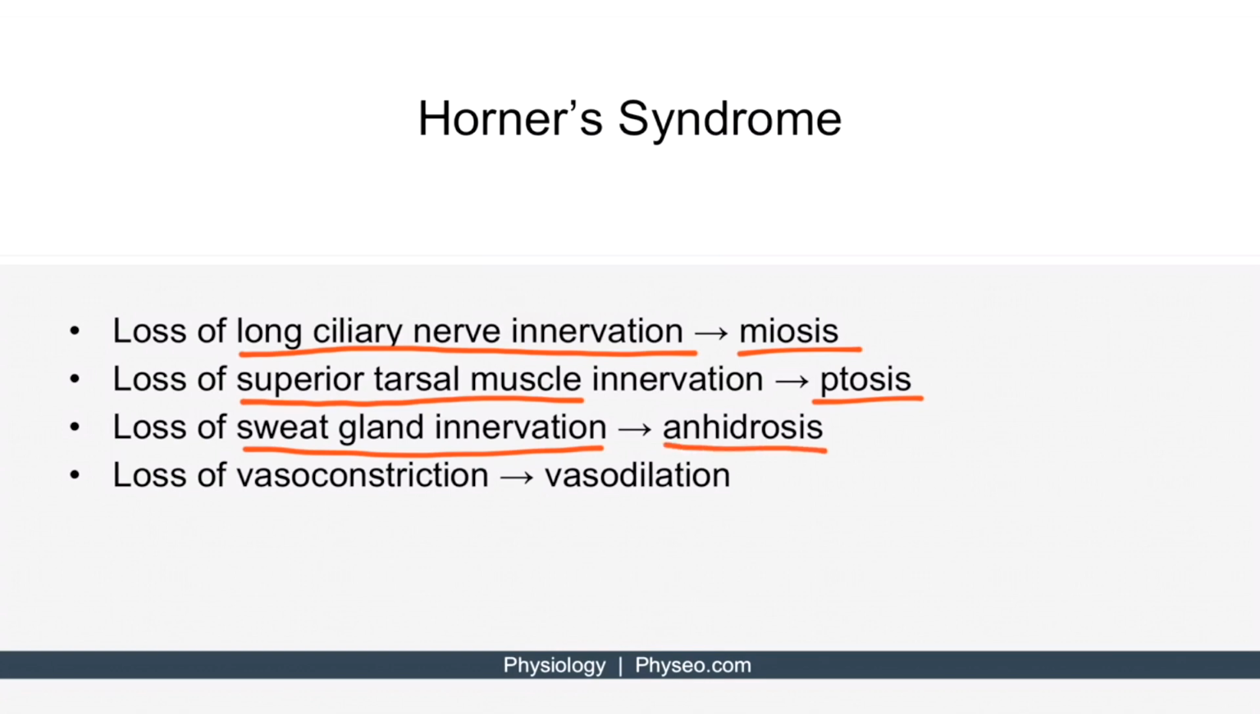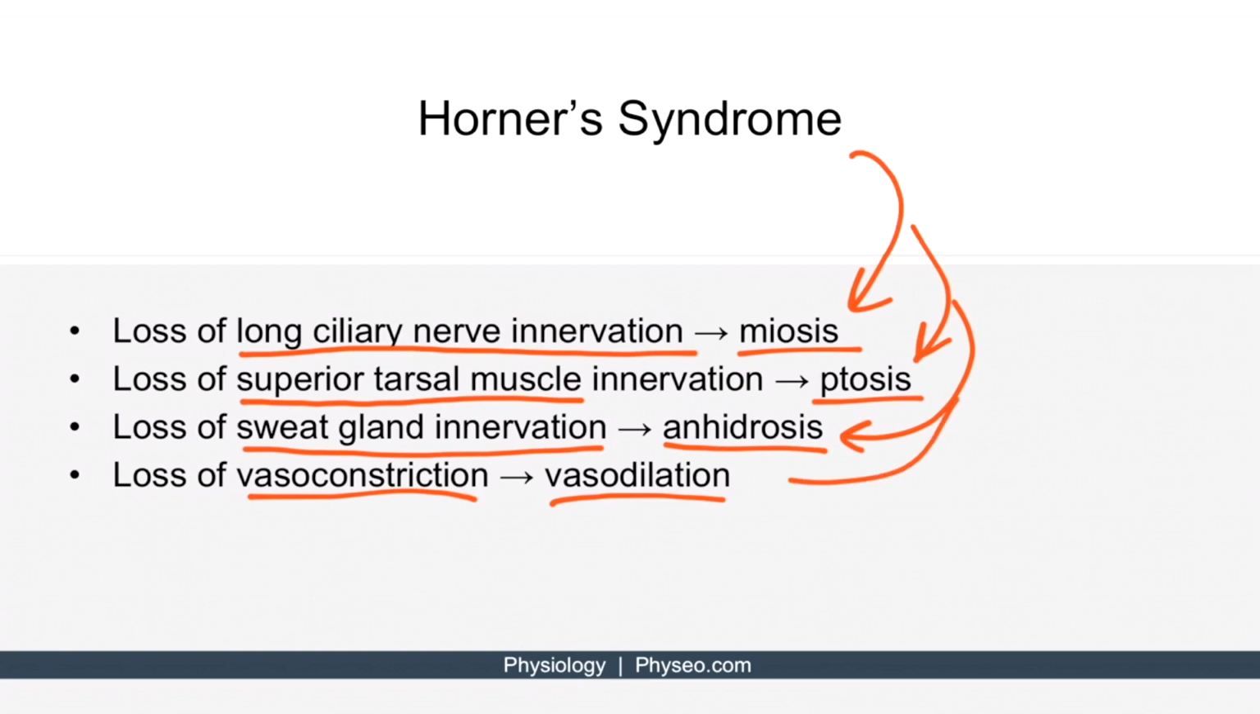And if you lose vasoconstriction of the face, then you're going to get vasodilation, and the patient's going to be flushed. So some people like to remember Horner syndrome by just saying meiosis, ptosis, and anhidrosis. You can also think of vasodilation because of the flushing.